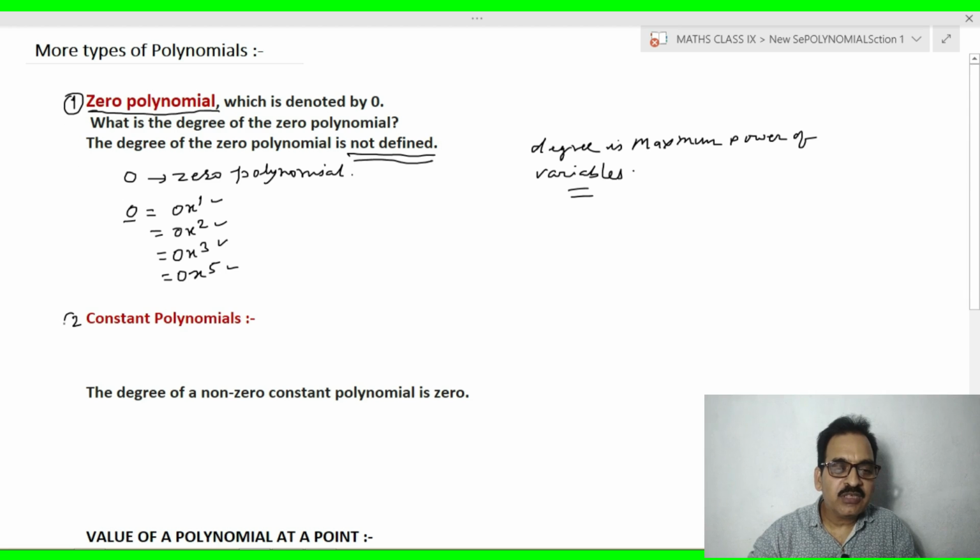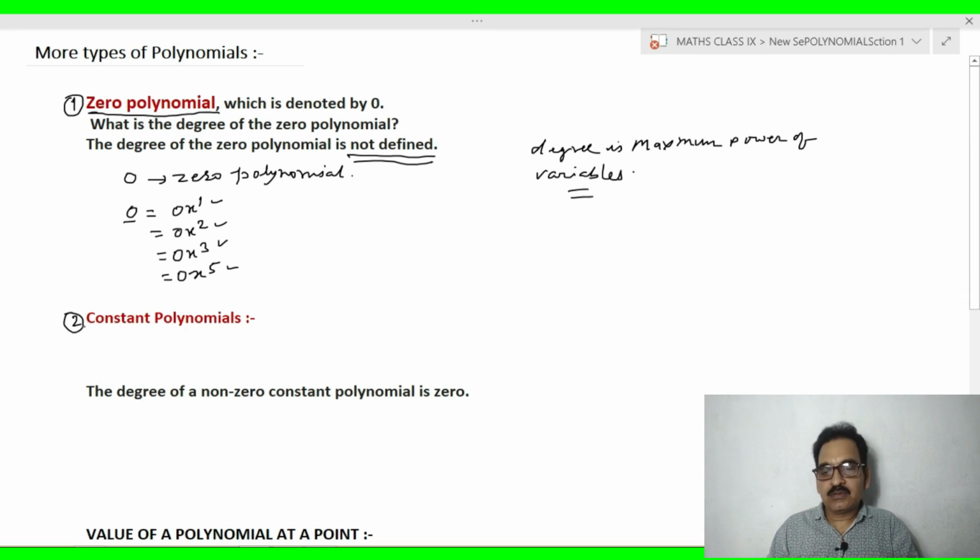Second is the constant polynomial. So what is a constant polynomial? Constant polynomials are those polynomials in which we have only constant numbers without any variables, like 5, 7, minus 5, minus 10. All these numbers are called constant polynomials because they have only a constant number, and we don't have any variables.